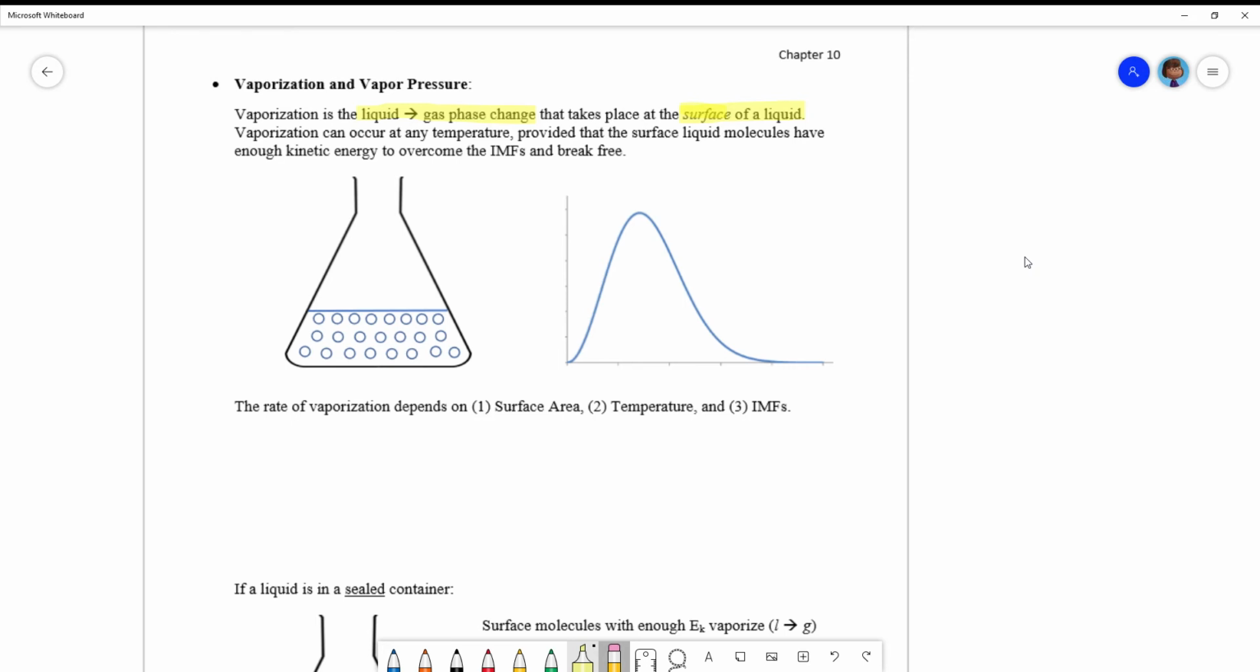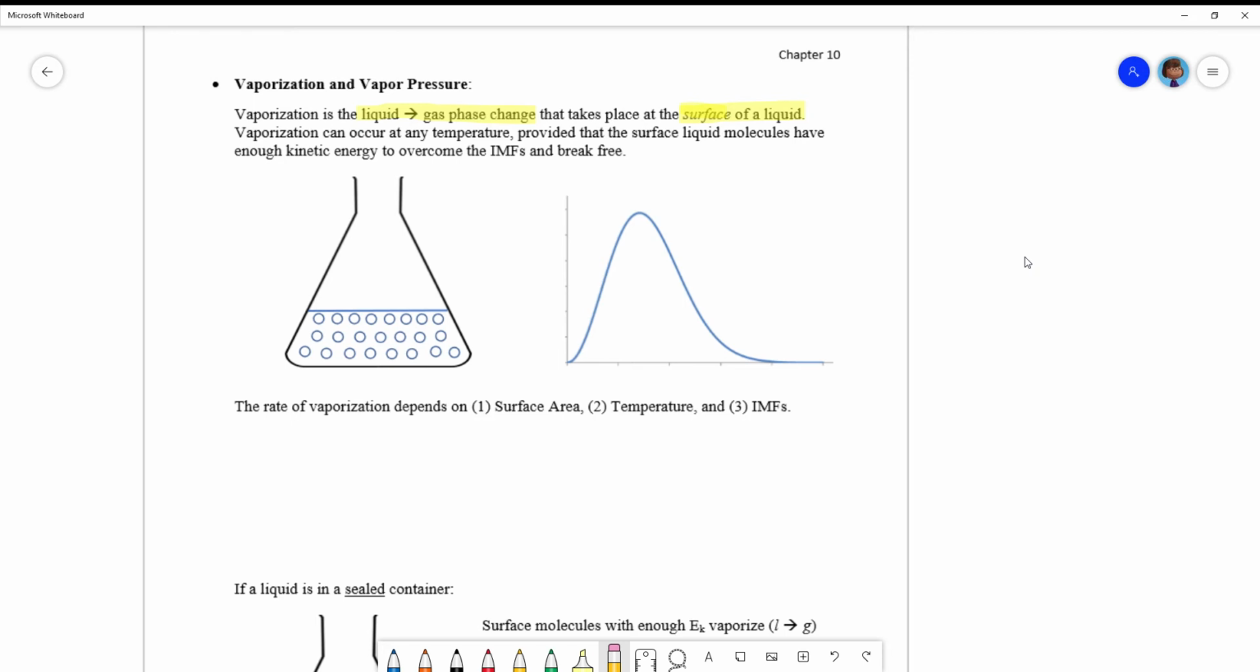Well, as it turns out, it can occur at any temperature. So liquid molecules at the surface can pop off and become gas molecules at any temperature, but the caveat is that those surface molecules must have enough kinetic energy to overcome the IMFs in the liquid and break free, and pop off into the gas phase. Okay, well, let's take a look at this in more detail.